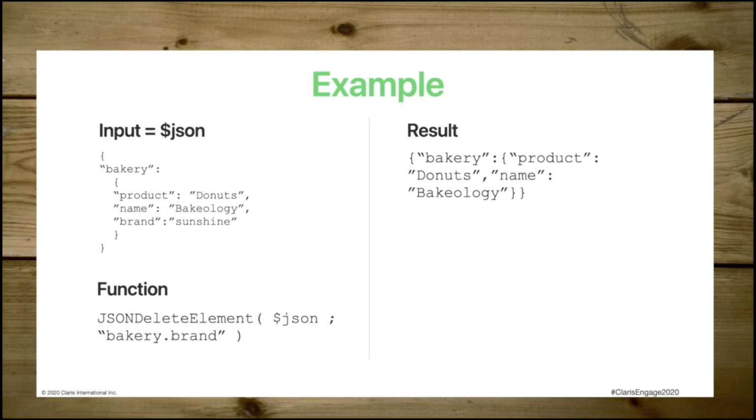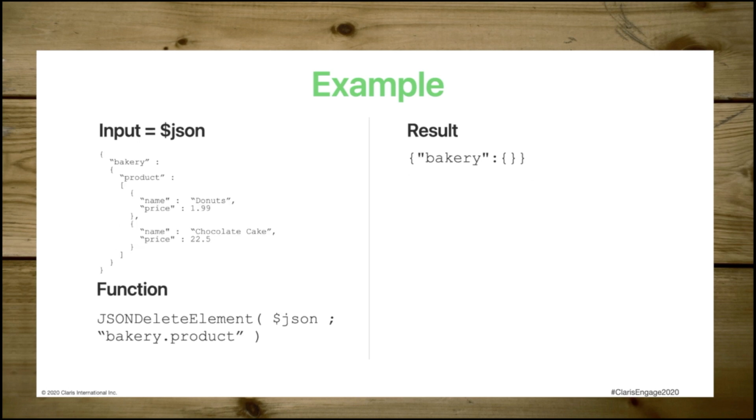If we want to be more specific, we'll put dot notation. We can see that in the second parameter it's bakery.brand, and when we see the result, brand and sunshine, that name value pair is gone. Similarly, when we have the two objects within an array within another object, when we specify the product array without the brackets, you can see that again it just empties out everything within that object, leaving just an object since it is a dot notation, even though there is an array.